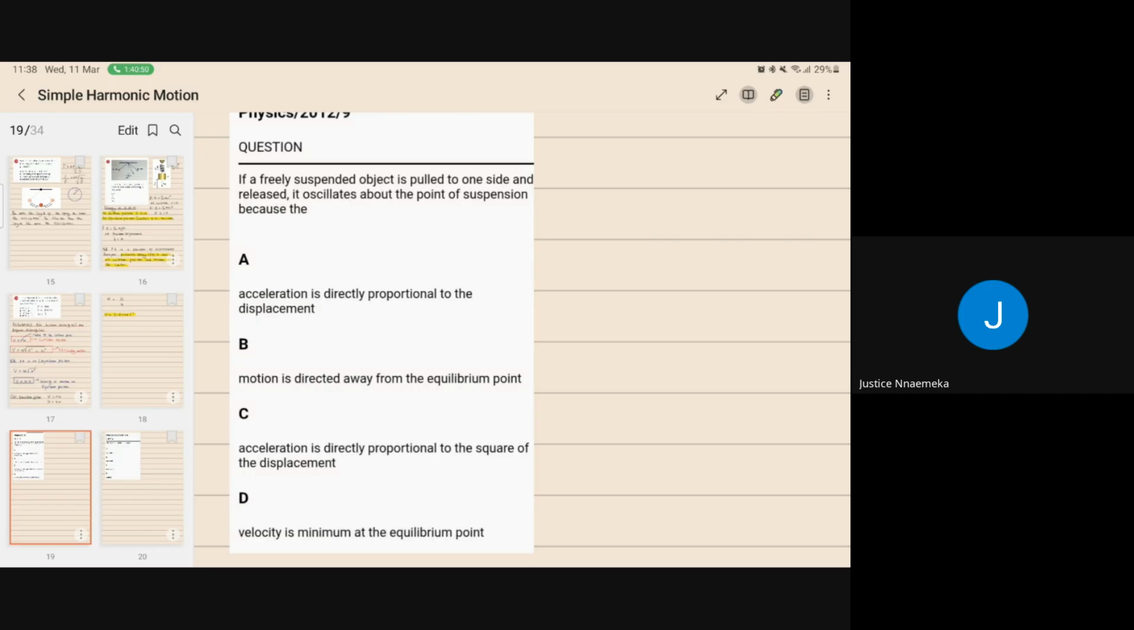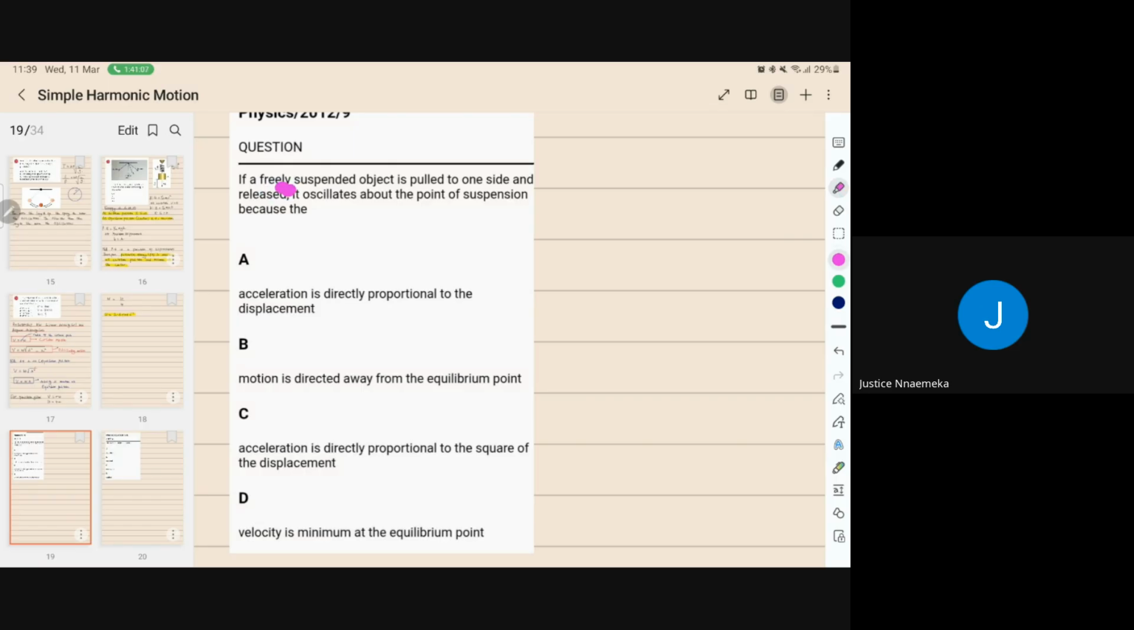Mesa said A. Okay, so let's analyze it. The answer is just there looking at us. There's nothing to even analyze, right? I said that the acceleration is usually directly proportional to the displacement. The more the displacement... Justice, take notes, please, because you said B.